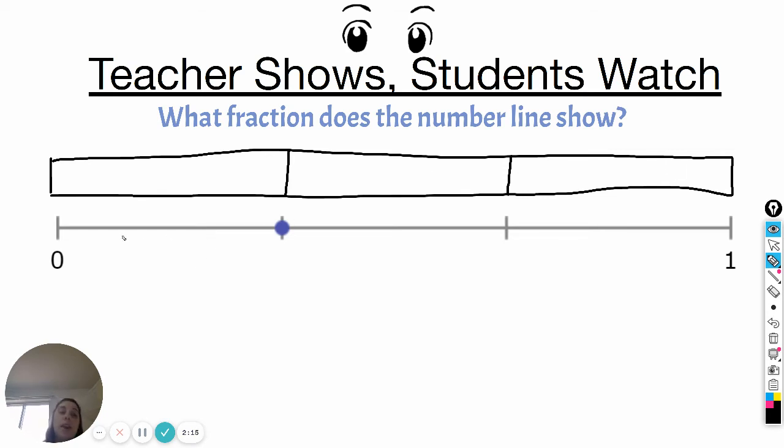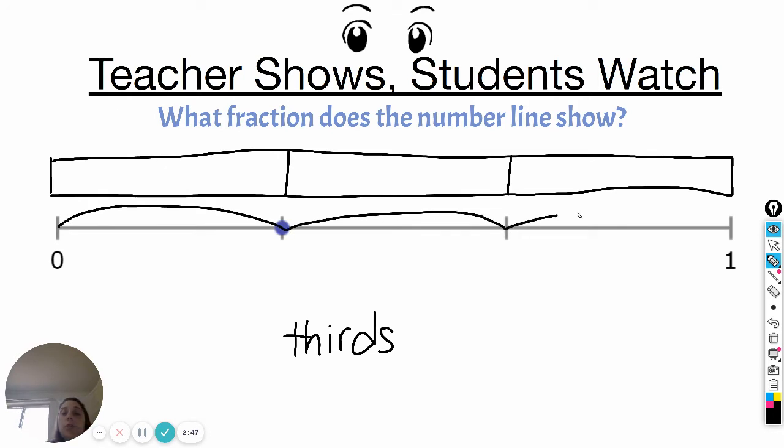So just like that, we want to count the spaces on our number line. So there's 1 space here, 2 spaces, 3 spaces, okay? So this number line is broken into thirds, just like the fraction strip I drew above it. You can also count that on the number line by starting at 0 and seeing how many times it takes you to get to 1. 1, 2, 3. Okay, so it's broken into 3 pieces.